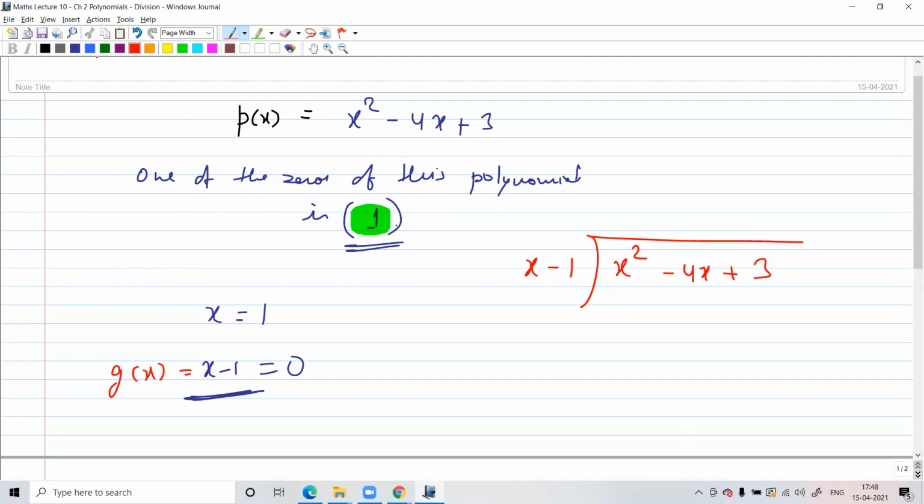X minus 3, sir. So we complete the division. X into x will become x square, and x into -1 will become minus x. When we change the sign, this plus becomes minus, and the minus becomes plus. So these two become 0, and minus 4x plus x becomes minus 3x plus 3. So again, we have to multiply by minus 3, so that it becomes minus 3x plus 3.